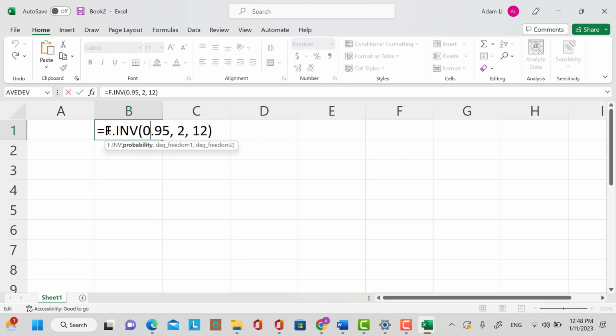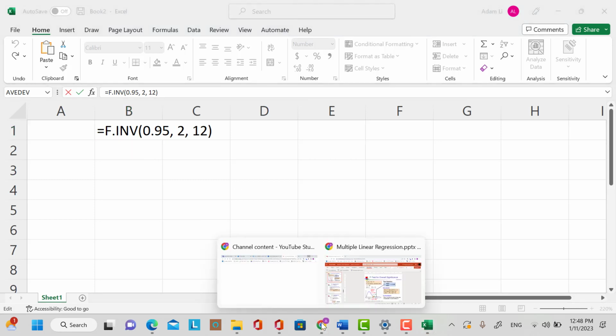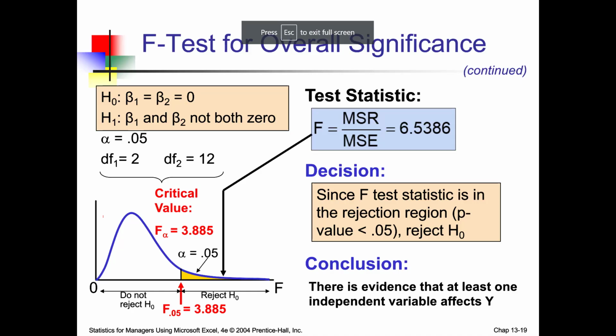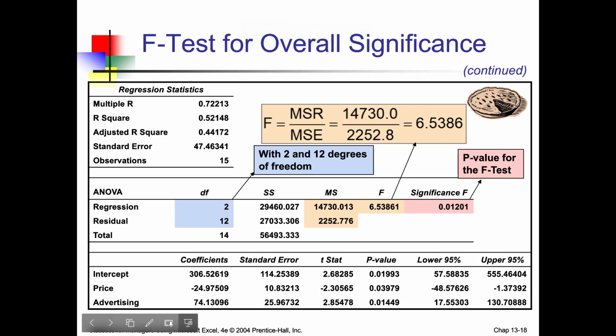So one more time, using this formula called F.INV to find the critical F values, we use the area to the left. Just like the Z test or the t-test, we always use the area to the left, and then degree of freedom 1 and degree of freedom 2. All right, so that's how we find the critical F value down below here.